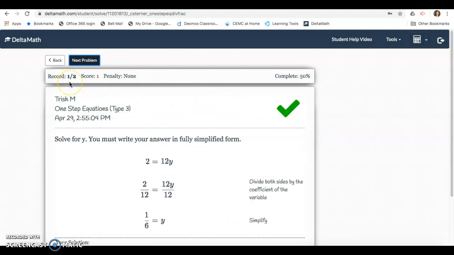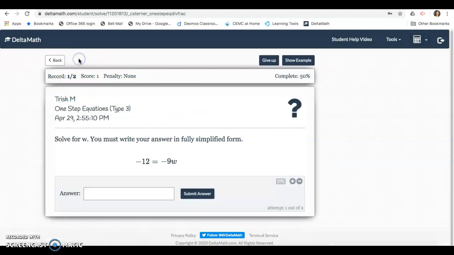My record is 1 out of 2. Let's go on to the next problem. It's still going to be a fraction here. I'm going to divide both sides by -9. So I get -12 over -9. The negative divided by a negative cancels, and 12 divided by 9 reduces to 4 over 3. So my answer is 4 over 3.